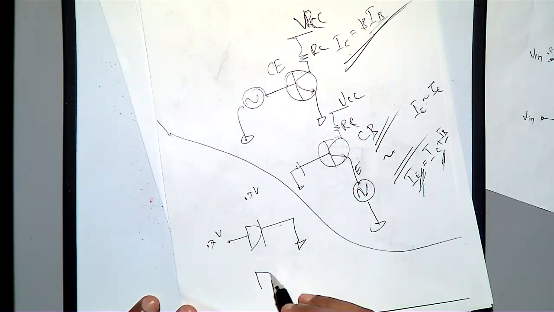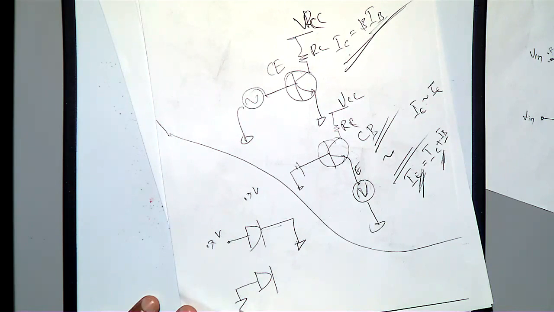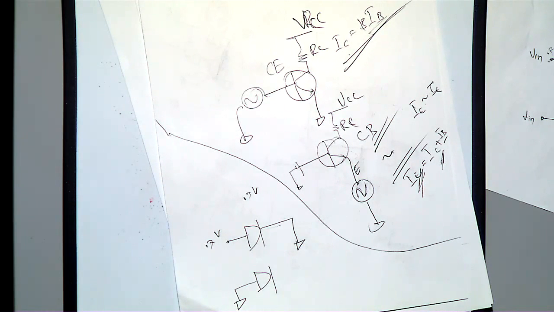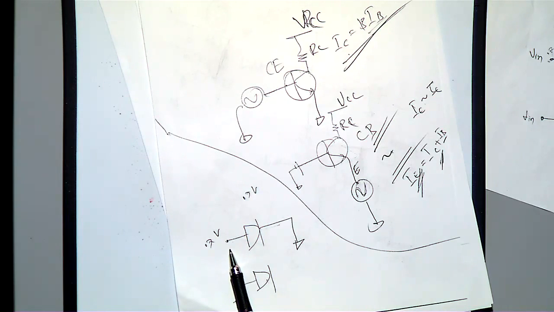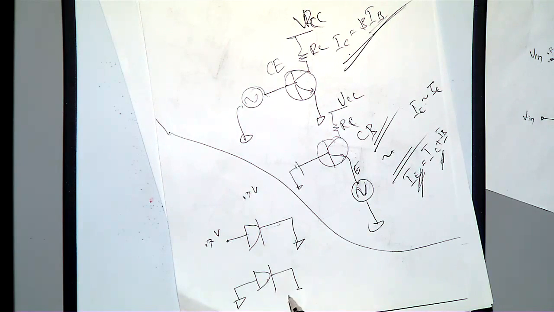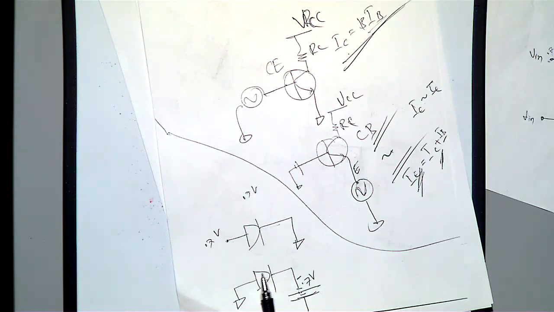Now my question is, I want to ground this part. Can I make it forward bias? But my requirement is I want to ground this part. Then what will I do? So you can connect a minus 0.7 volt here. See, this is the positive. So if I connect a minus 0.7 volt here, on the minus side, it will still be the forward bias region.